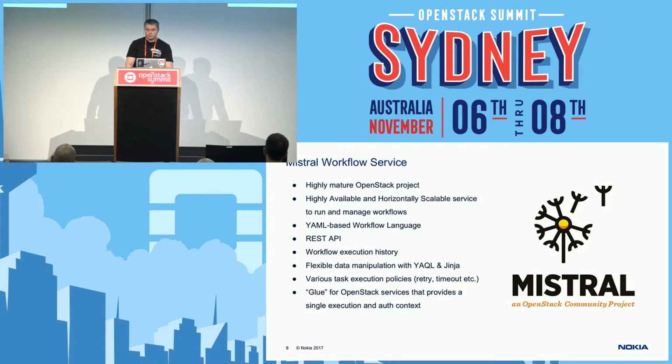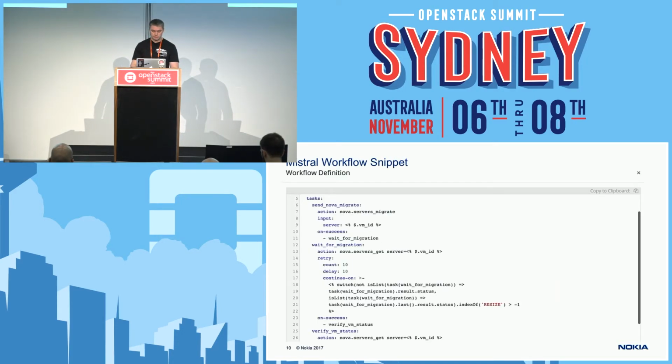What's also important about Mistral is it can work basically like a glue, wiring different OpenStack services together within one scenario, providing the state management for this big process, and a single execution and authentication context. So once we design the workflow, we can hit any OpenStack service without having to authenticate individually to every service. So this is the very big picture of what Mistral is.